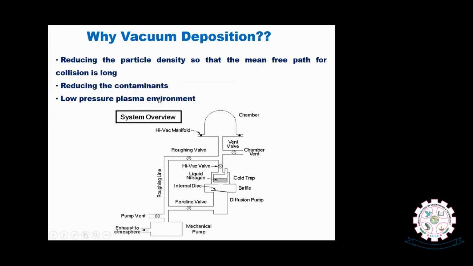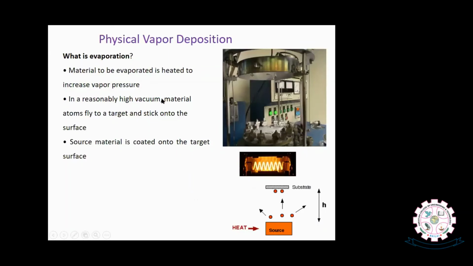The vacuum reduces the particle density so that you will have a large mean free path. It will reduce the collisions, it will reduce the contaminants, and also it will give you a good quality thin film. That is where the vacuum is required in the case of physical vapor deposition techniques. And then the first one is called thermal evaporation.